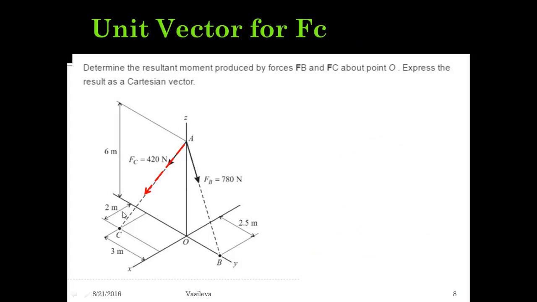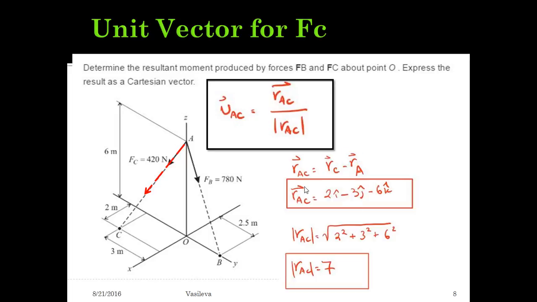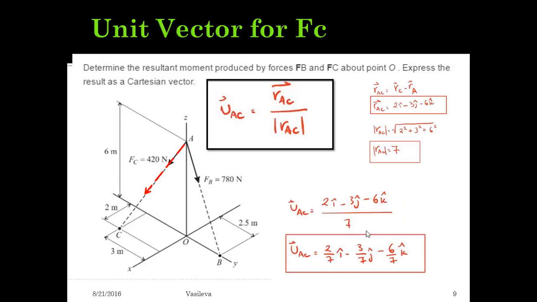From there, we want to find the unit vector, AC. So the unit vector is defined as the position vector divided by its magnitude. We already determined the position vector previously, and in order to find the magnitude, we just take the square root of x squared plus y squared plus z squared, and that gives us 7. So now we know our vector, we know our magnitude, we determine the unit vector by taking the vector divided by the magnitude, and this is our unit vector. The unit vector specifies the direction of AC, so we can use it to find the force vector.